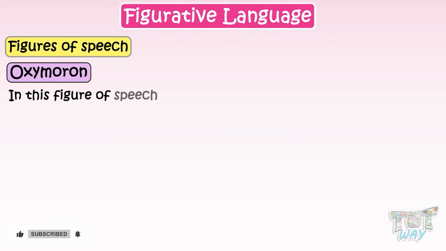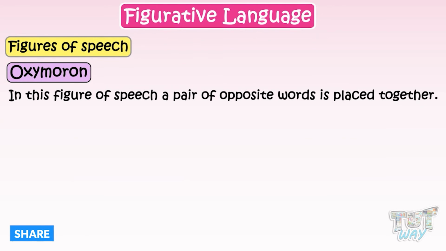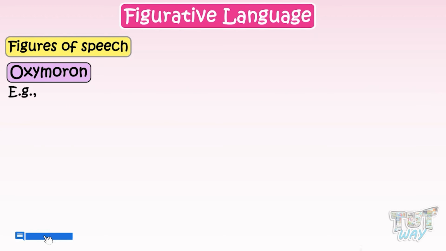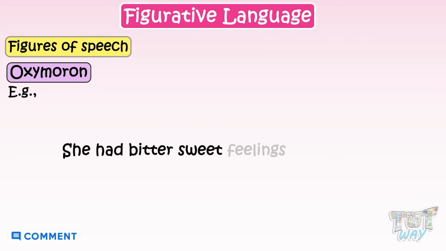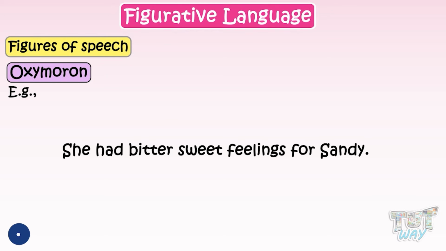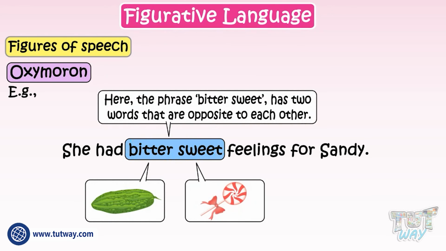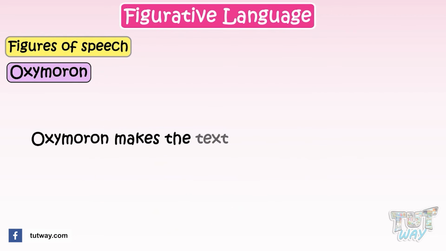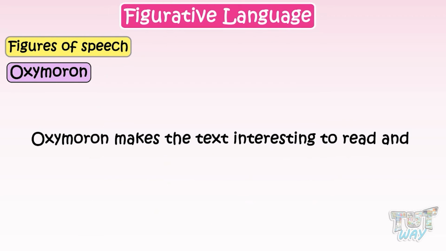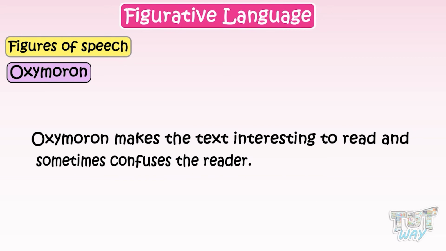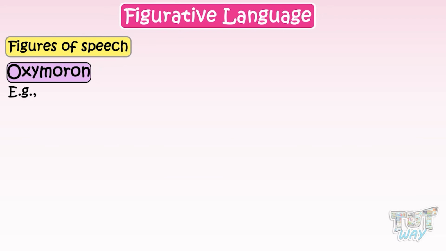In this figure of speech, a pair of opposite words is placed together. For example, "She had bittersweet feelings for Sandy." The phrase bittersweet has two words that are opposite to each other, and such a phrase is called oxymoron. Oxymoron makes the text interesting to read and sometimes confuses the reader. Let's have some examples of oxymorons.